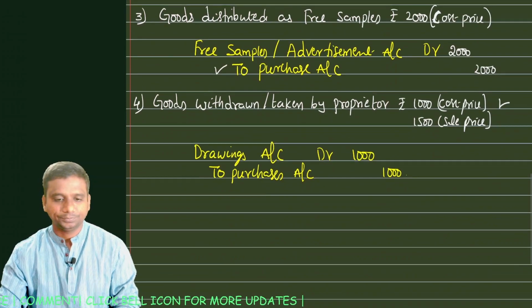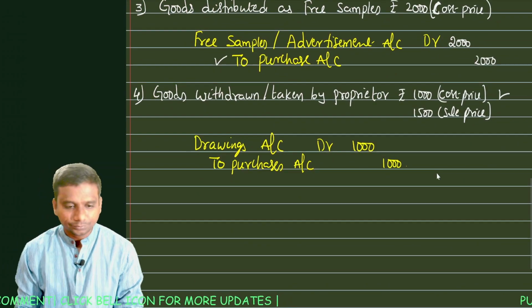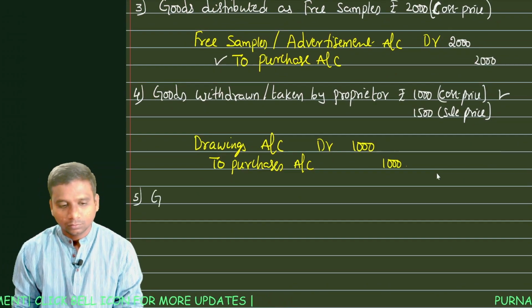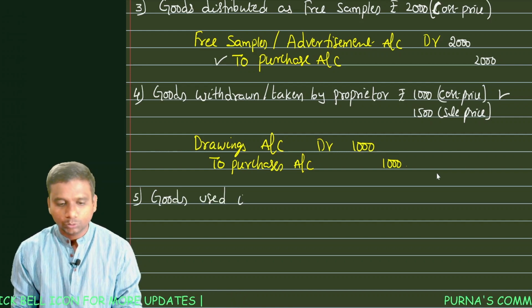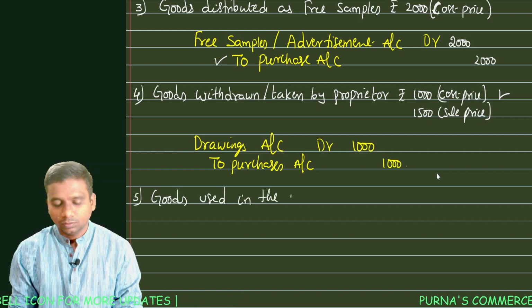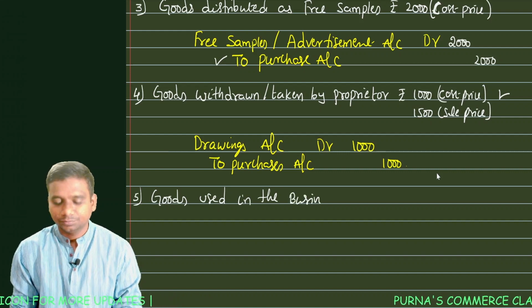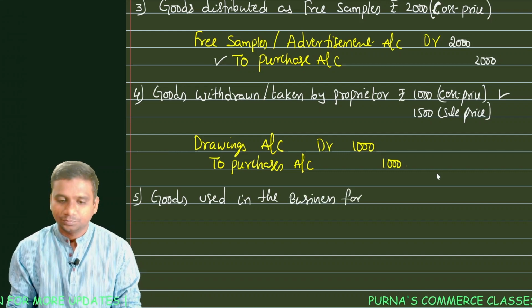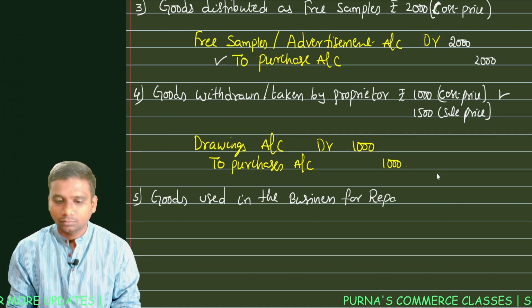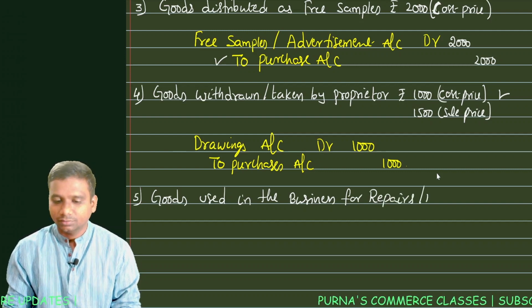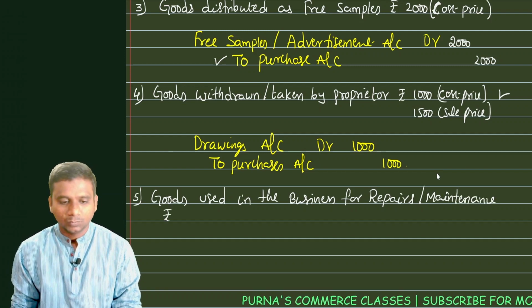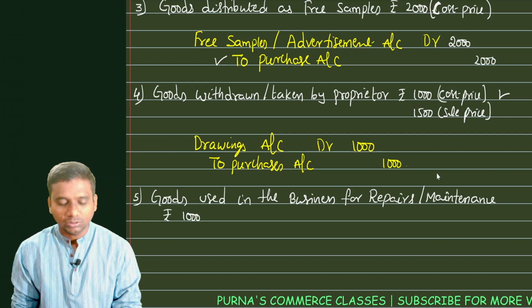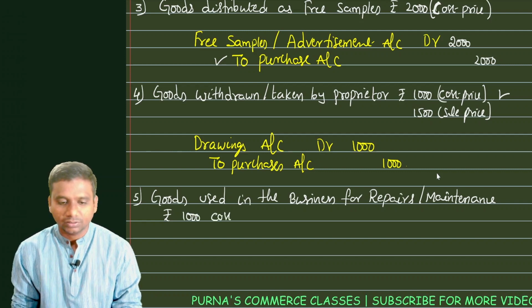Look at goods used in the business for repairs or maintenance, rupees 1000. This is also cost price.